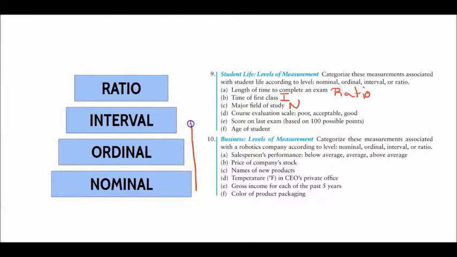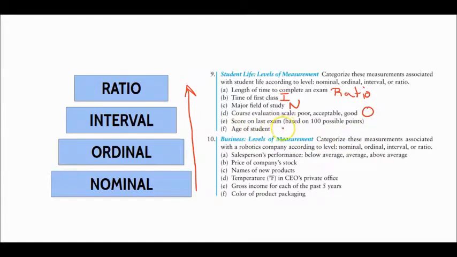So as you can see, I work my way from bottom to top, and wherever I stop, that's the answer that I get. Okay, so D, course evaluation scale, poor, acceptable, good. So for this one, we have three categories, right? We have poor, acceptable, and good. Okay, but we can order these. Poor is the least, good is the best, or the highest. So we are going to call this ordinal. But we don't have actual numbers that go with it, so it can't be an interval or a ratio. So this is going to be ordinal.